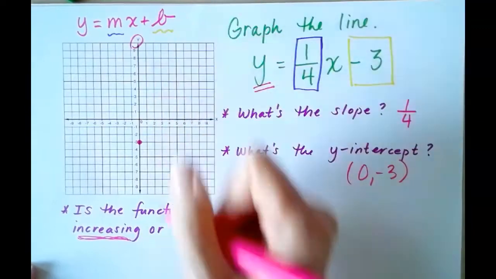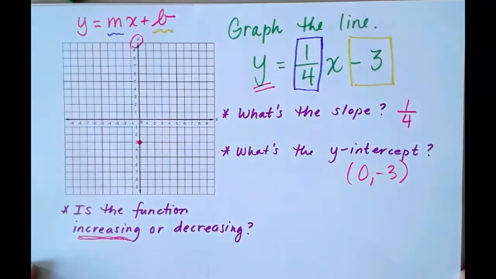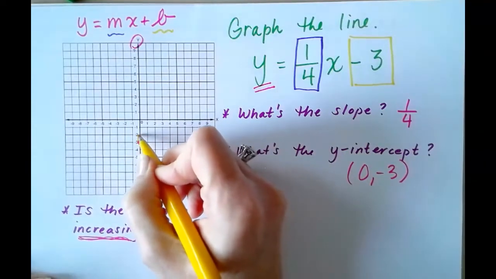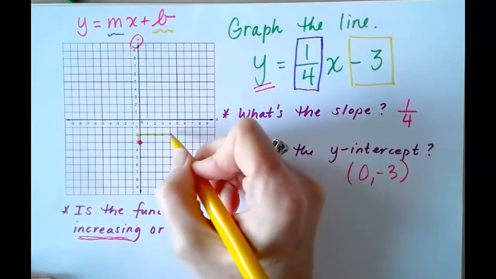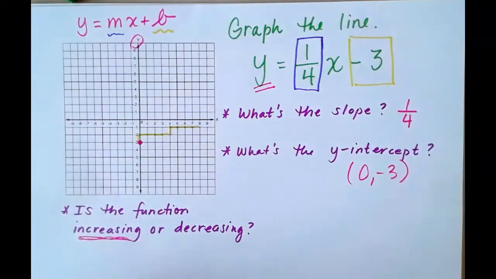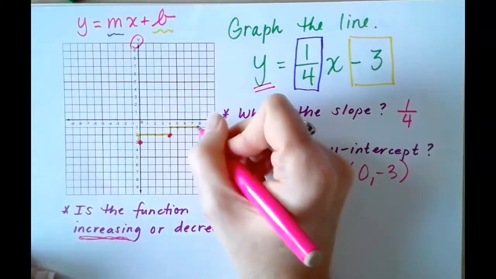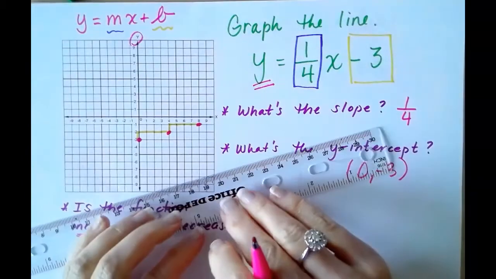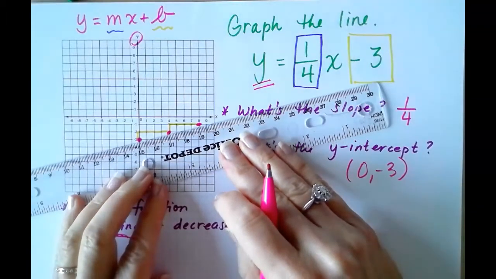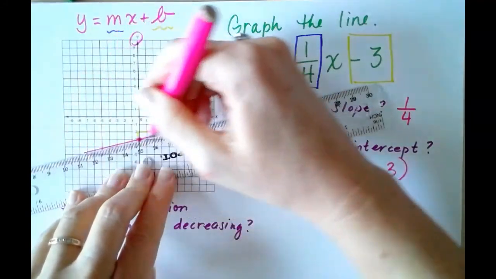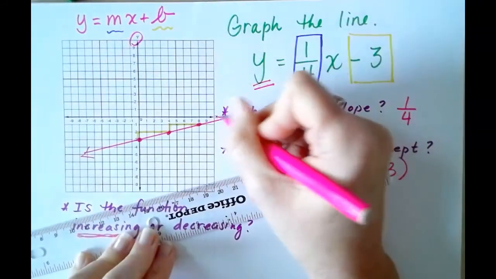Remember, this is the y-axis, and this is where we're going to start our graphing. And now we can rise and run from that point. Up 1, over 4: 1, 2, 3, 4. Up 1, over 4: 1, 2, 3, 4. Plot those points, and that is our line. Now, since our slope is 1/4, that is not a very steep line. It is increasing, but not very quickly. That is what our graph looks like.